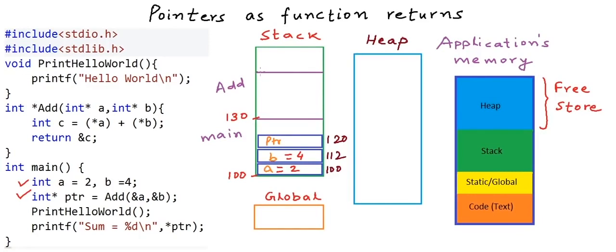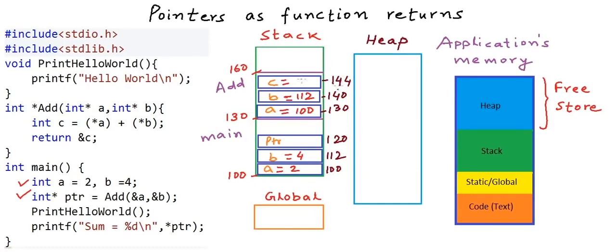in the stack. Let's say add gets memory from 130 to 160, and add also has three local variables a, b and c. A and b are pointers to integers. The value of a will be 100 and the value of b will be 112. Let's say their addresses are 130, 140 and 144. Once again, these are just random assumptions.